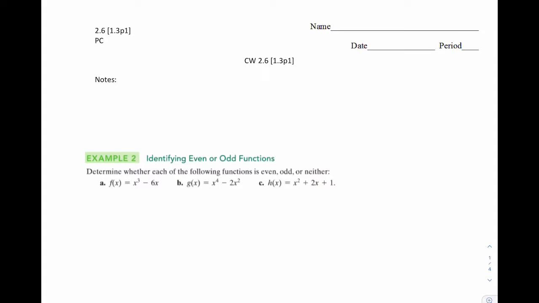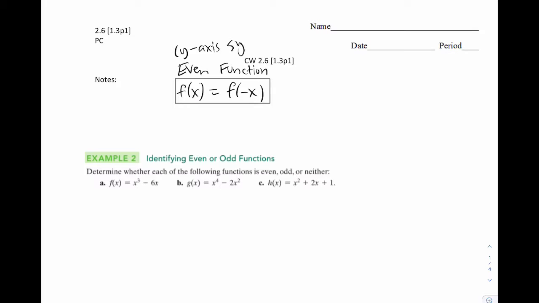Welcome to CW 2.6. Today we're going to review even and odd functions. So you covered it a long time ago, so we're just going to review it. What you want to write down is this. f of x equals f of negative x. This is the algebraic definition for an even function. Even meaning it has y-axis symmetry.